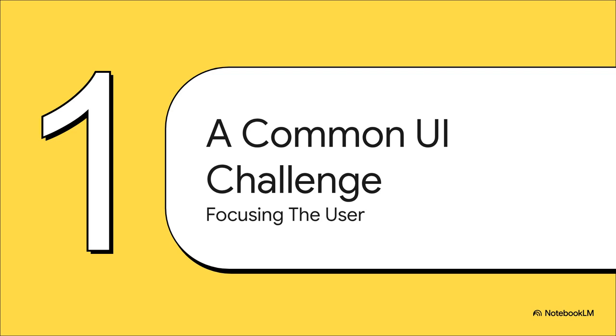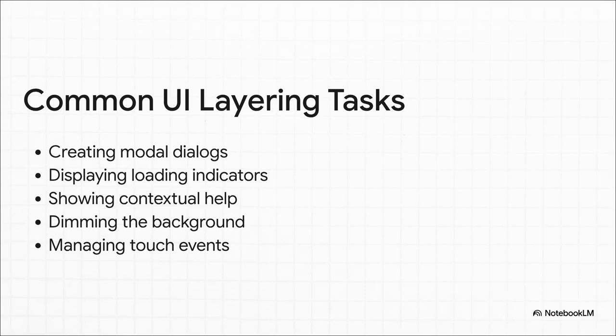And all of this, it really boils down to one of the biggest challenges in UI design. How do we properly manage all these different layers to guide the user's focus exactly where we want it to be? I mean, think about it for a second. We do this stuff all the time. We make modal dialogues that stop the user from touching anything else. We dim the background to make something pop. Or we show a loading spinner that has to sit on top of everything. Every single one of these tasks requires some pretty careful management of our UI layers.